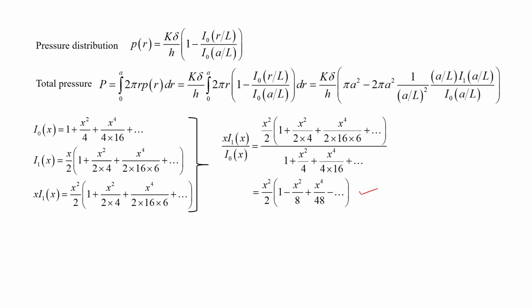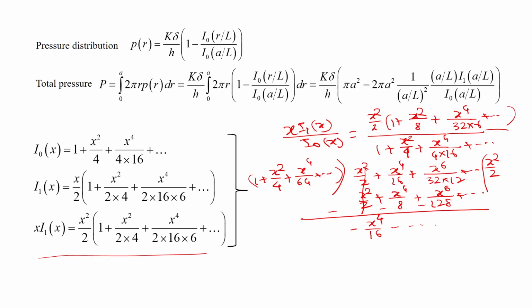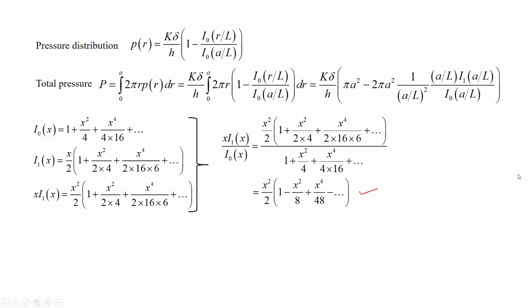So this comes out. By the same way that I was doing here, in fact let me just do another term. So it is x to the power 4 by 16 here, so it will be minus of x to the power 4 by 16 and then minus the rest. So it will be like this, and we are getting x square by 2 minus x to the power 4 by 16 and all that. So we are getting these quantities, and that's it.